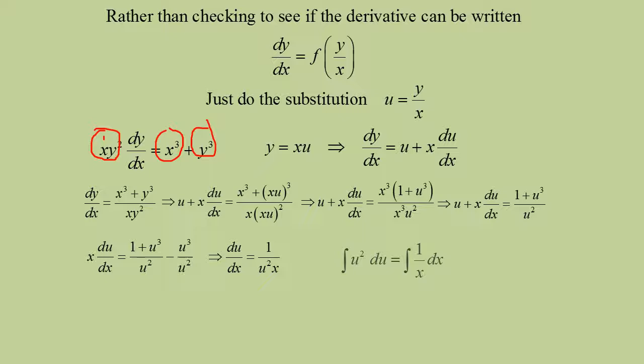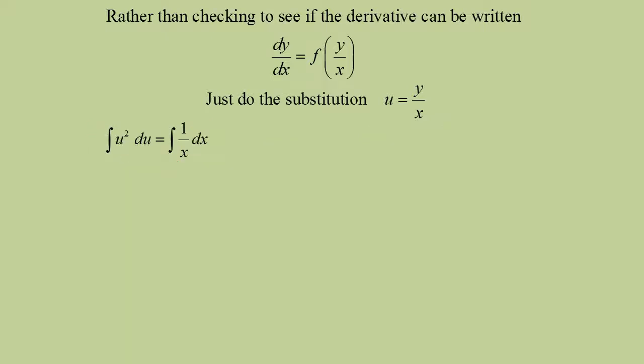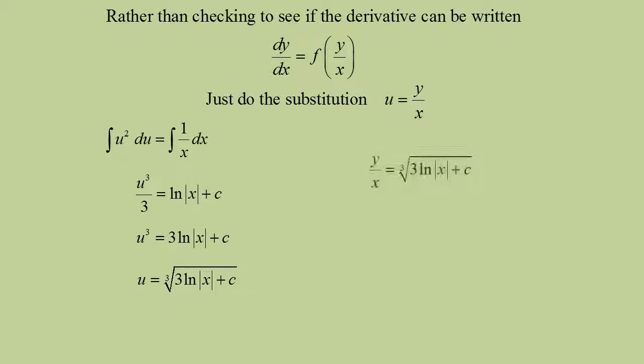Now again, to finish out the substitution, we simply move the u squared over to the left, the dx over to the right, and then integrate both sides. When we integrate both sides and solve for u, the last step is to unsubstitute. So we want to change the u back into y over x, and then see can we solve for the y. In this case, we can. Multiply both sides by x. And so that's what we were searching for, the function y.